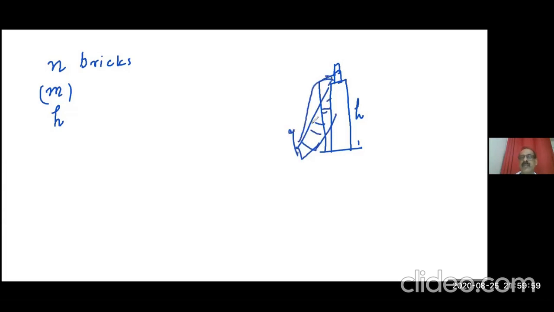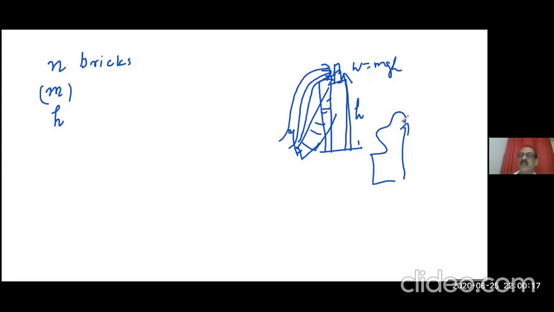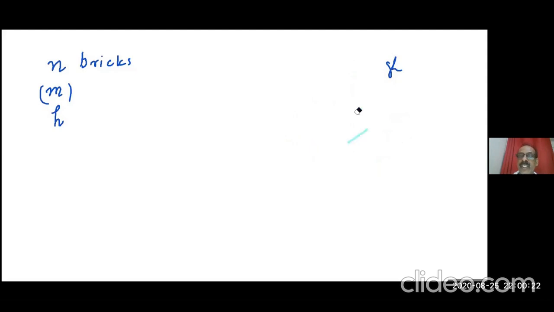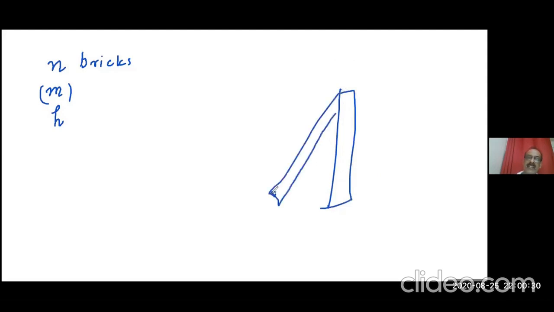One person is loading here, one by one. Look here, whether he is keeping the bricks in this way or directly here, work done is mgh. Remember, in a conservative field, if you go this way or this way, work done will be the same, isn't it? So for taking one brick to the top of the building, this is the ladder, work done is mgh.